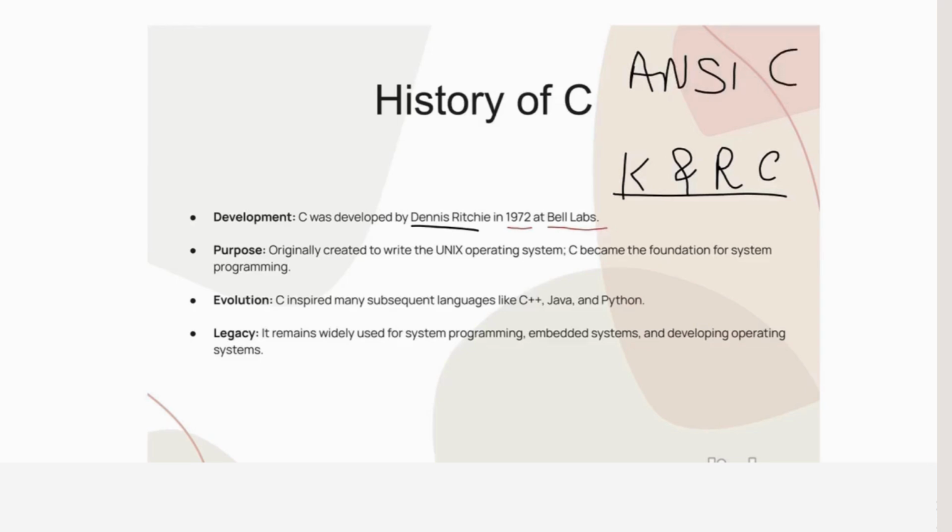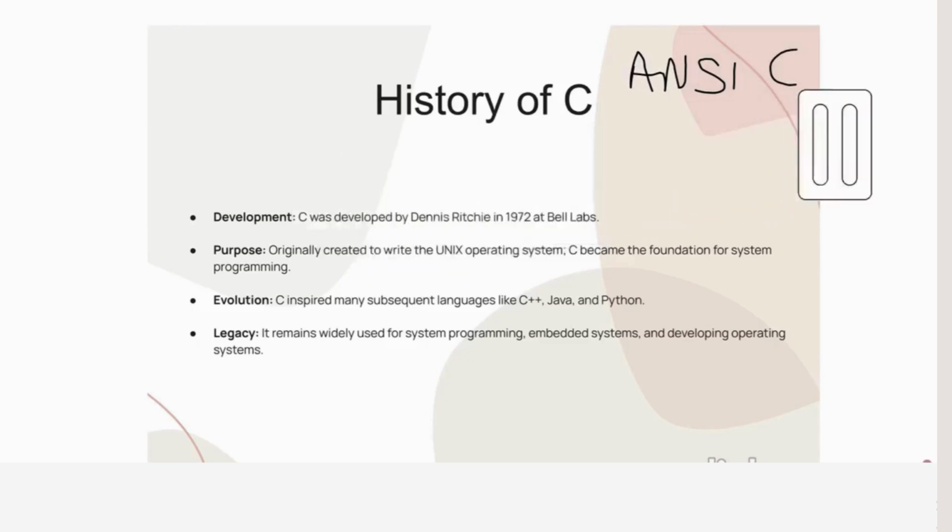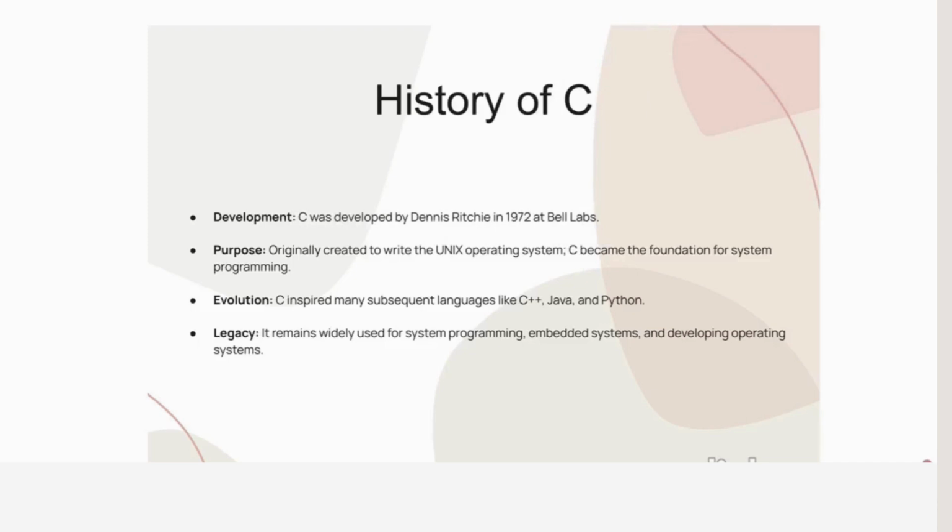C was originally used to create the Unix operating system, but later on it also became a foundation for system programming. C has inspired many object-oriented programming languages that have evolved from C, like C++, Java, Python. It remains widely used for system programming, embedded systems, and developing operating systems.